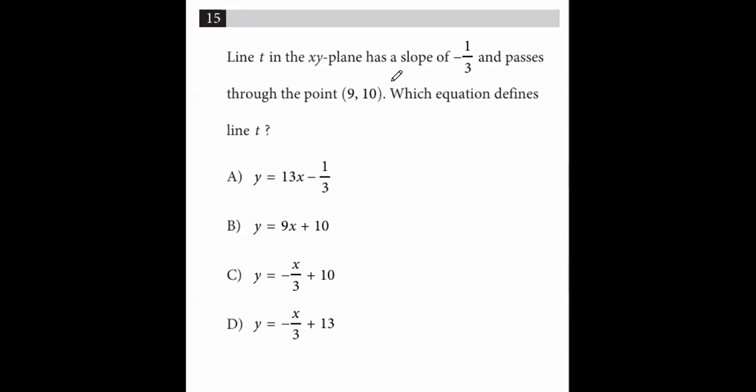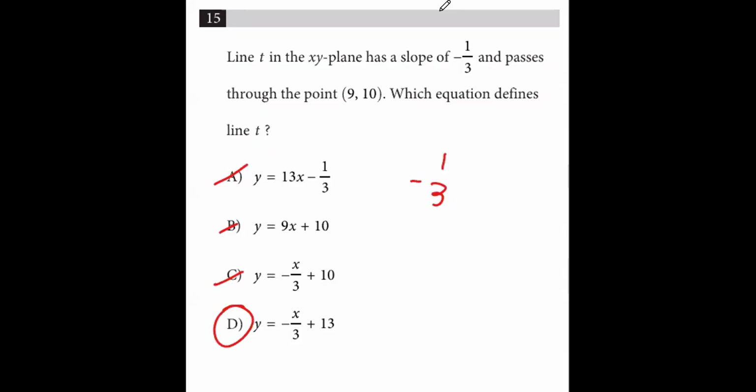Okay, so for question 15, we have a slope of -1/3 and passes through the point 9, 10, which equation defines line t? Well, we know the slope is -1/3. So that rules out some of the answers immediately. This is -1/3, this is not, so we've got C and D left. And it passes through the point 9, 10. So we have a y value of 10 when x is 9. And we have a slope value that is non-zero. That means at the intercept, the y value cannot possibly be 10 at x equals 0. So the answer can't really be C. The answer has to be D.